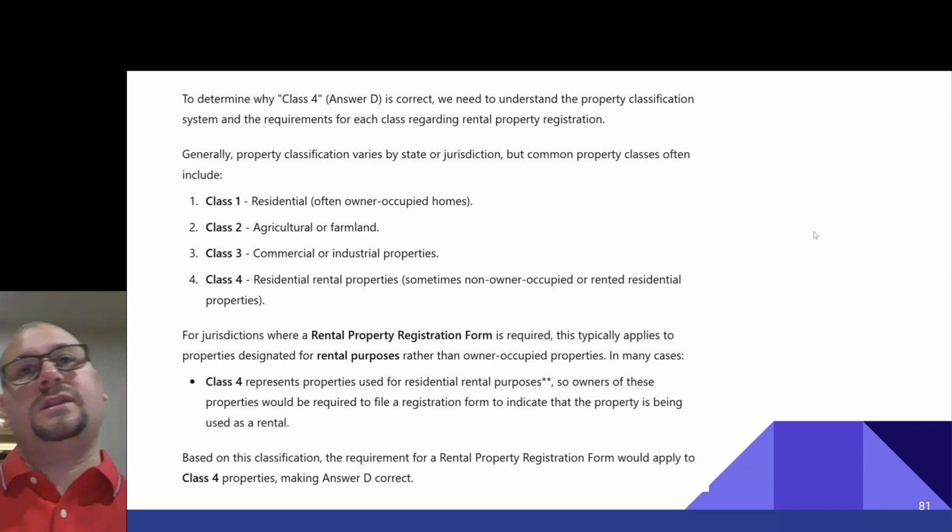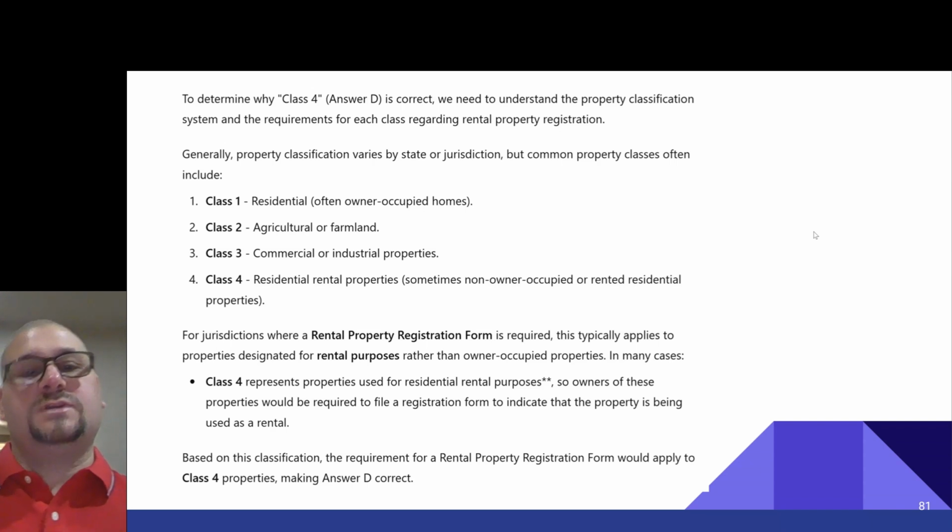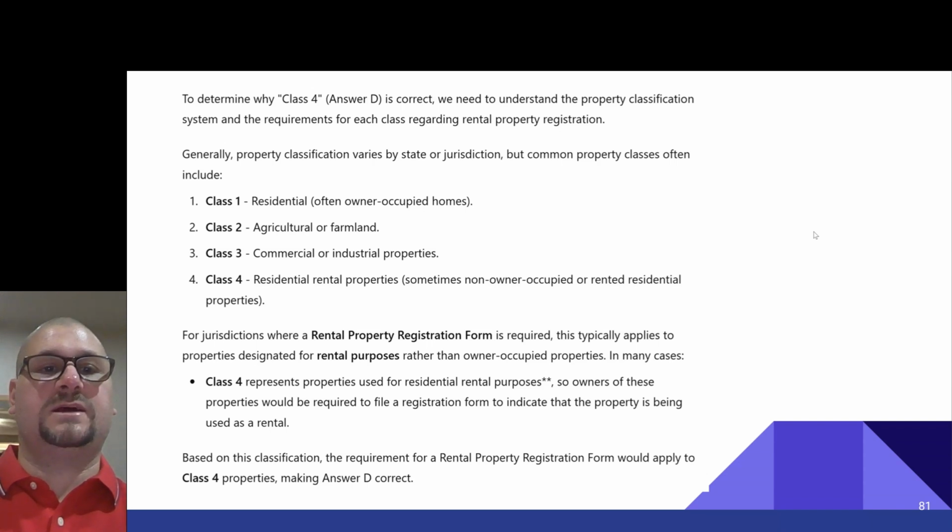So Class 1 and 4 are kind of on the extreme ends of the spectrum. Class 1 is just residential. Class 4 is residential rental properties. Most of us live in single family owner-occupied homes or something of that aspect. And if you rent, most of us live in residential rental properties, sometimes non-owner-occupied. So Class 1 is residential, Class 2 is agriculture, Class 3 is commercial, Class 4 is residential rental.